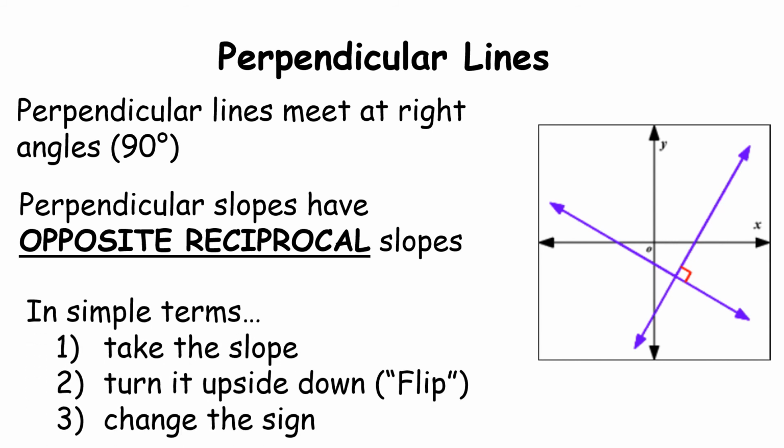Well, in simple terms, you take the slope, you flip it or turn it upside down, and you change the sign. Where you've definitely seen reciprocals, but maybe didn't use the term reciprocal, is when we are dividing by fractions. Instead, we multiply by what's called the reciprocal of that fraction, or you flip the fraction and multiply. So reciprocal is just a more mathematical term.